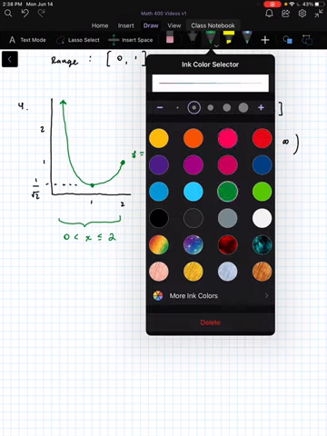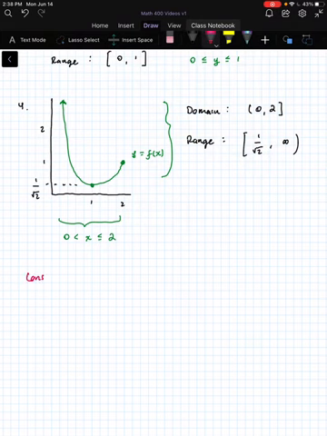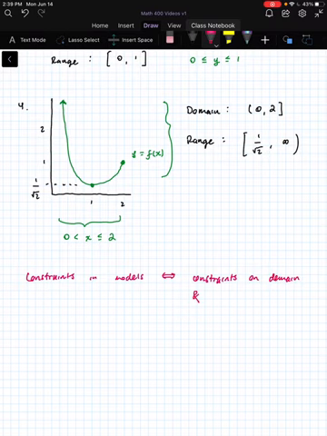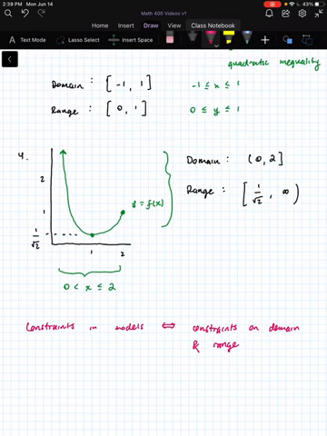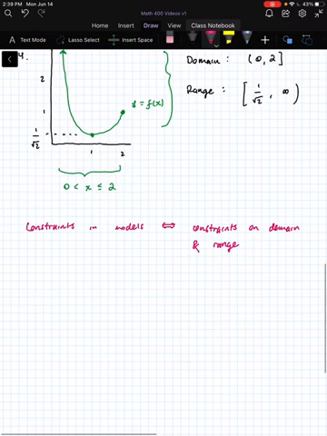So these come up in models. Constraints in models will frequently result in constraints on domain and range. As these come up, we'll talk about them, but just be aware that this means that our models also tell us that the functions we're going to be using only work for certain inputs, x values, so for a certain domain, and will only give us certain y values, so the range also matters here.